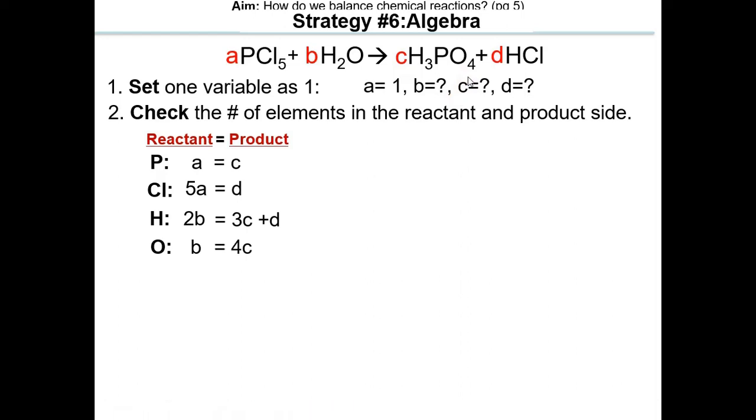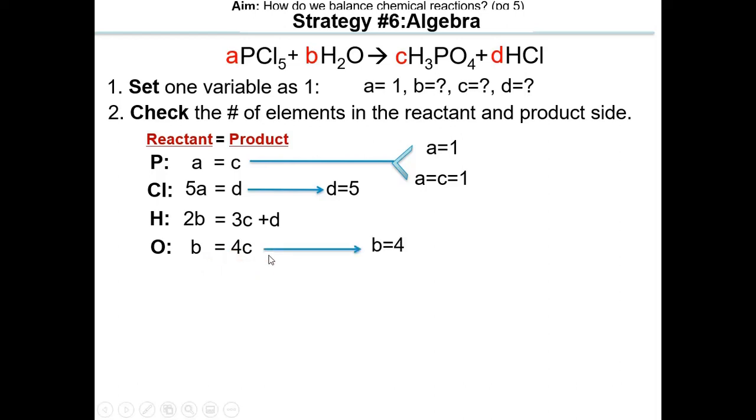So now we're going to solve for each of the variables. So we know A is 1 because that's the variable we set as 1 in step 1. So if A is 1, then C is 1 based off this equation. Next, we can plug in A into the next equation to get D. So D will be 5 because 1 times 5 will give us 5. Since C is 1, we can plug into this equation to get B. 4 times 1 is 4, so B is 4.